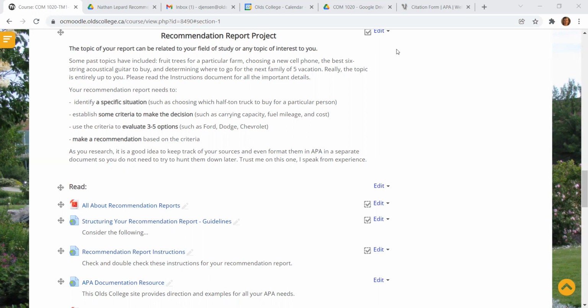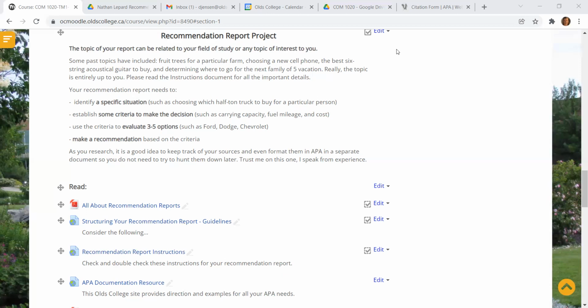Consider a certain person or a certain business that wants something. Maybe they want to buy a new car, maybe they want to grow fruit in northern Alberta. I don't know. It needs to be a particular person in a particular situation or company in a situation that they are looking at acquiring something or solving a problem.